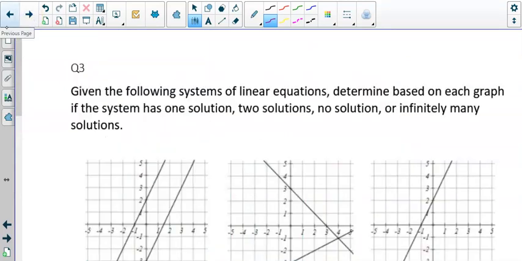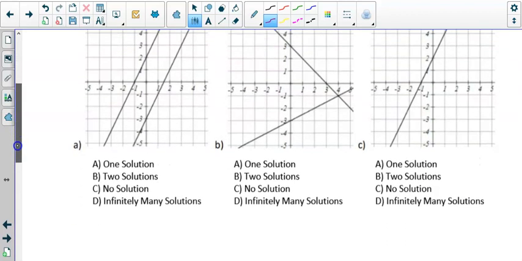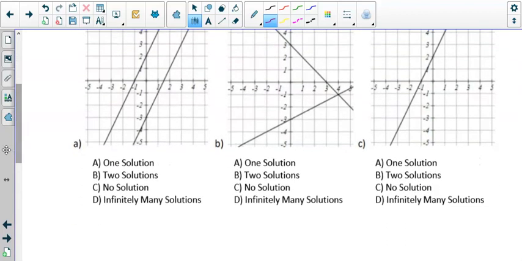All right, question number 3. So it says, given the following systems of linear equations, determine based on each graph if the system has 1 solution, 2 solutions, no solution, or infinitely many solutions. So when we look at this graph, it's basically just a multiple choice for all 3 of these. So if we look at graph A right here, what do you notice? They're not touching each other. So how many solutions can you have if they don't touch? None.